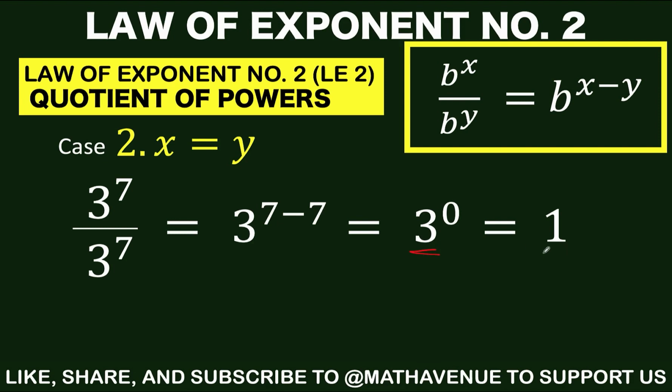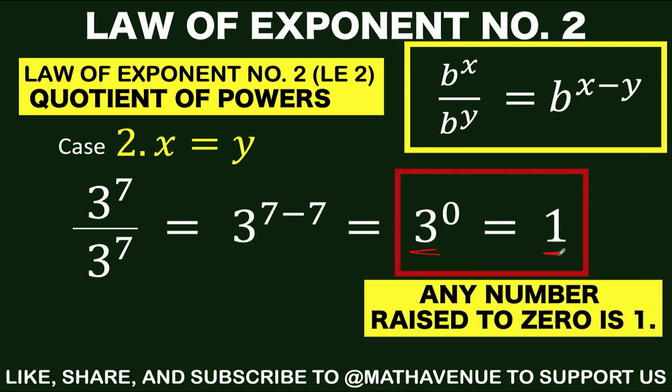And the value of that we know is 1. This now gives us this definition of 0 exponent. Any number raised to 0 is equal to 1 because we can replace this 3 by any base. And when you divide a number by itself, that would always be equal to 1. But when you subtract the exponent of a number minus the same exponent, that would always result to a 0 exponent. Always remember this, any number raised to 0 equals 1.